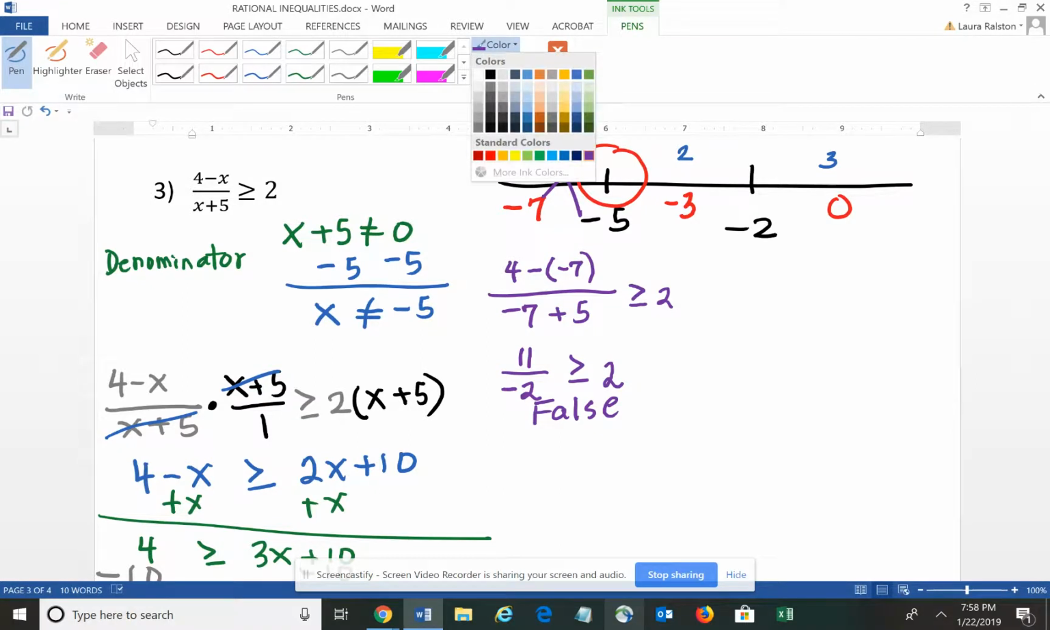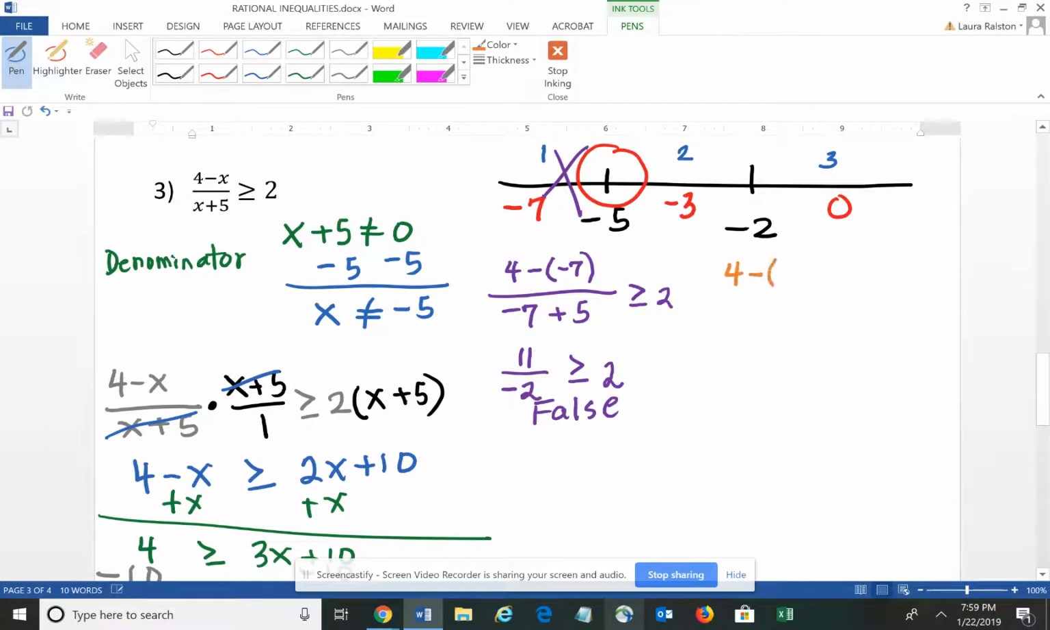Going back and starting over, checking the second one, I'm going to check negative 3. So I have 4 minus a negative 3 over negative 3 plus 5. We want that to be greater than or equal to 2. So 4 plus a negative 3 would be 4 plus 3 is 7. Negative 3 plus 5 is 2.